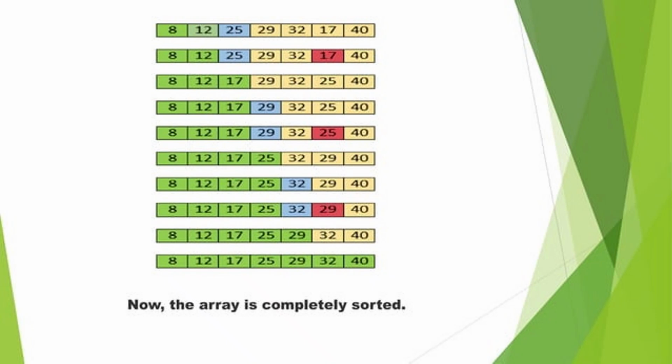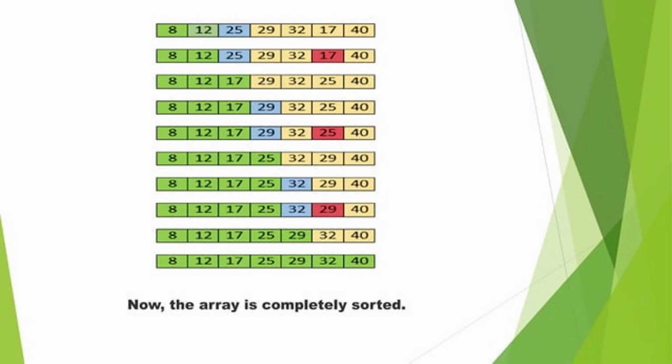Repeat for the remaining part from index 3 onwards. The smallest element is 25. Swap 25 with 29. The resultant array is 8, 12, 17, 25, 32, 29 and 40.